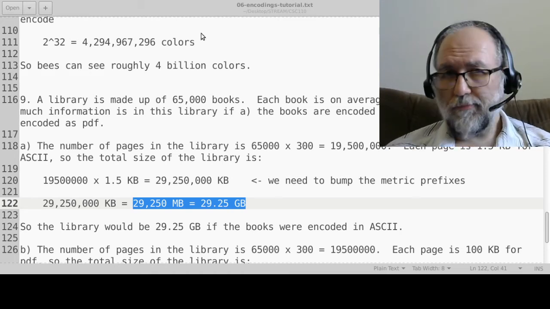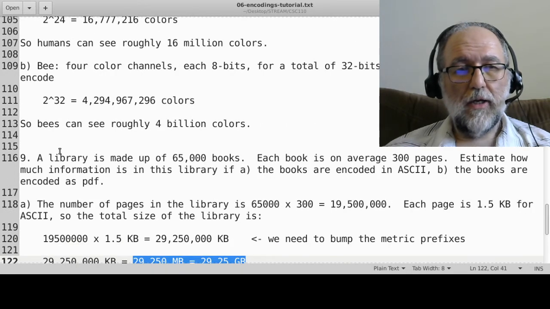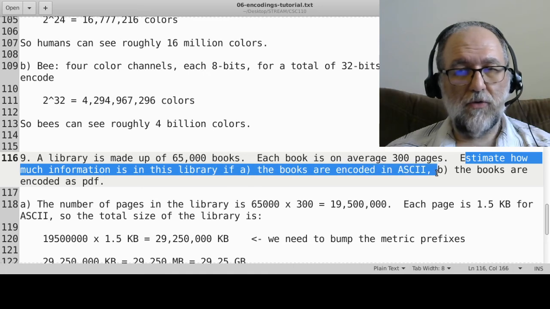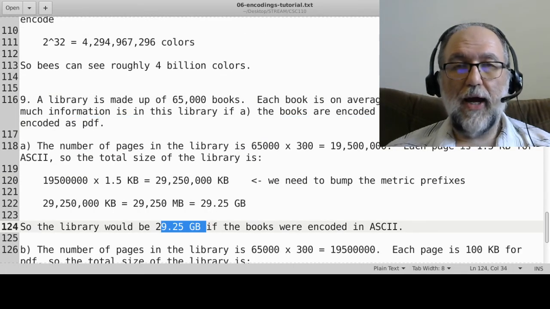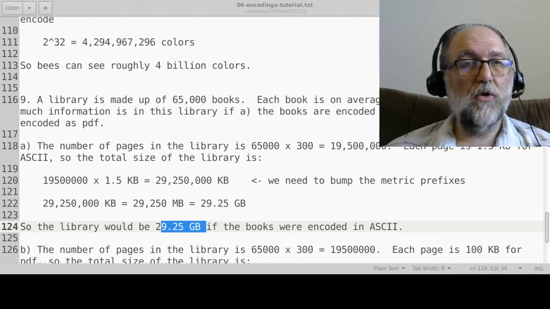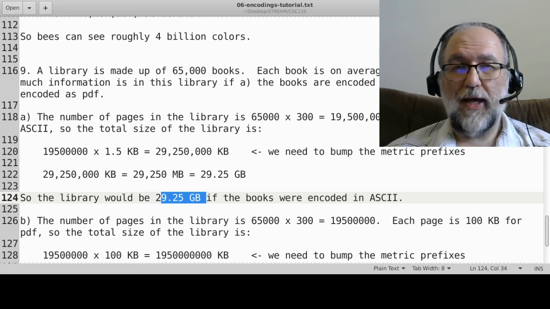Okay, so did we answer the question? How big is the library, estimating if the books are encoded in ASCII? The answer is 29.25 gigabytes. All right, so let's do this again, but now let's assume that we're using PDF.